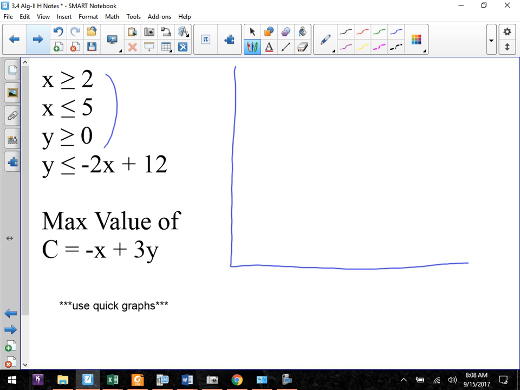X is greater than or equal to 2. X equals a number is what kind of a line? Vertical. So I say here is x equals 2. And which direction should it be shaded towards? To the right. Okay. Yes, sir.